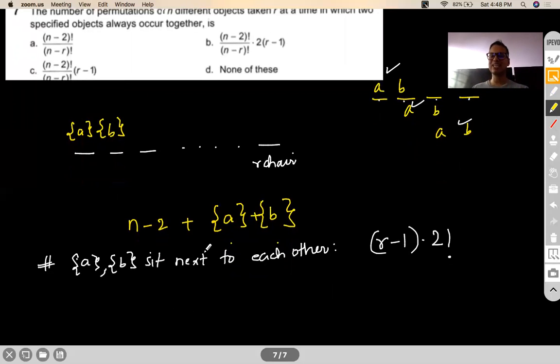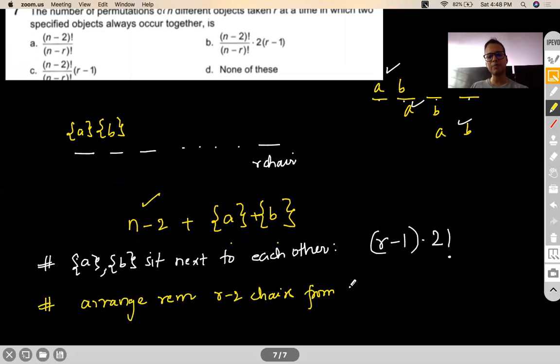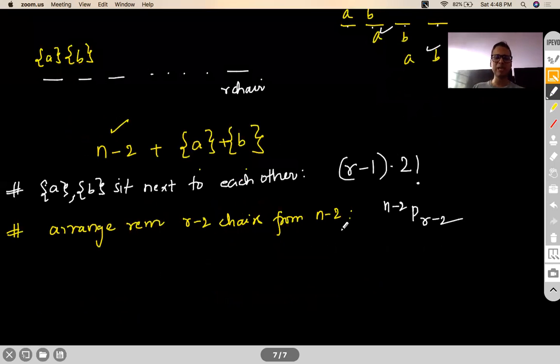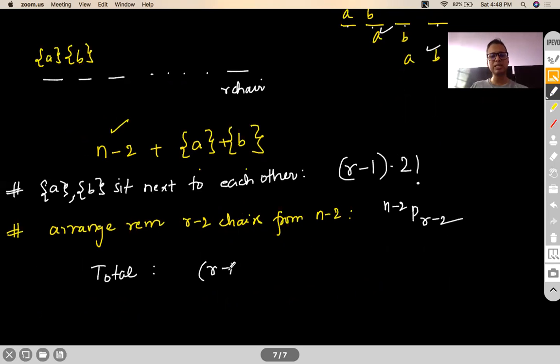Now the remaining R minus 2 people have to be chosen from N minus 2 people and arranged. So the number of ways to arrange the remaining R minus 2 seats from N minus 2 people will be N minus 2 P R minus 2. Your task will be completed only when you multiply both of them. So the total number of ways will be R minus 1 times 2 into N minus 2 P R minus 2.